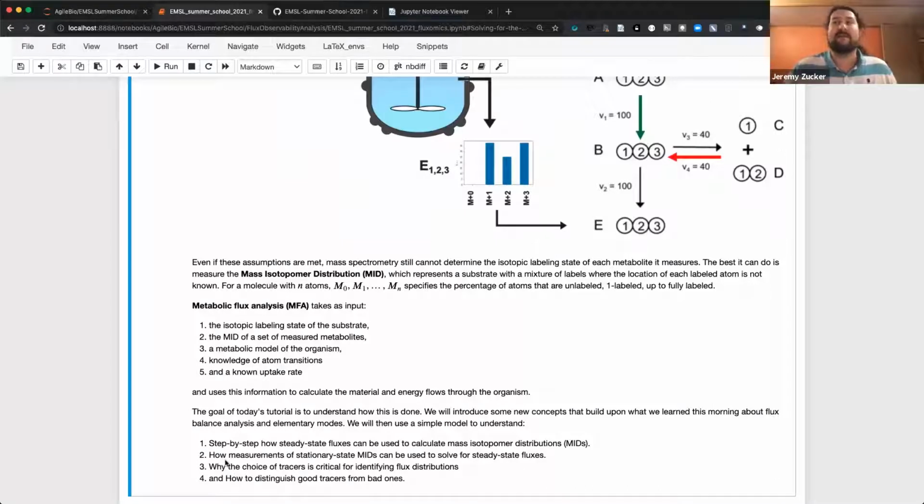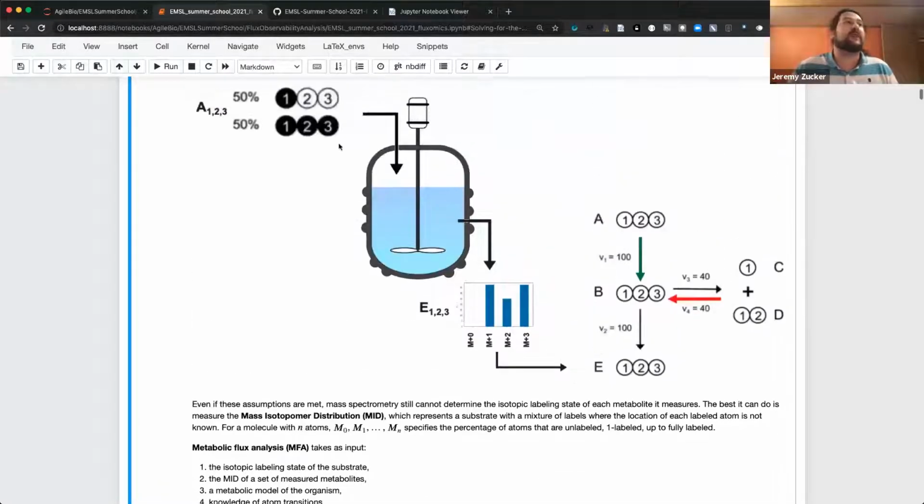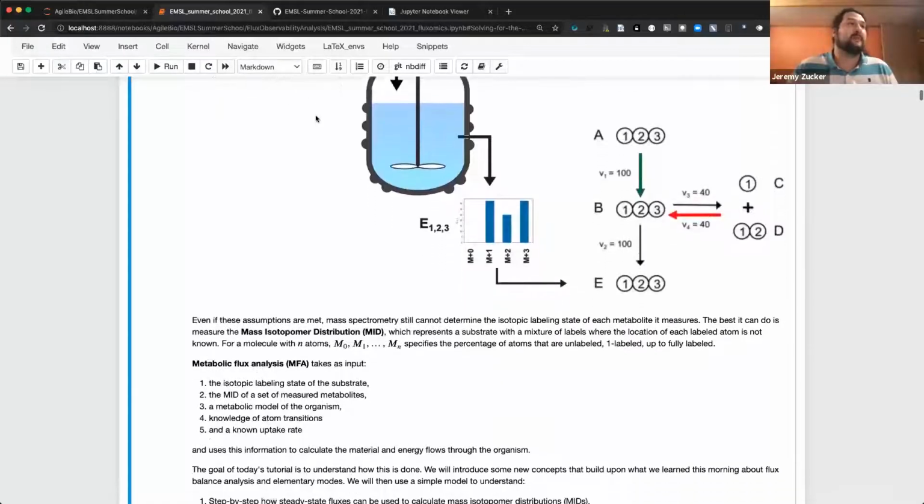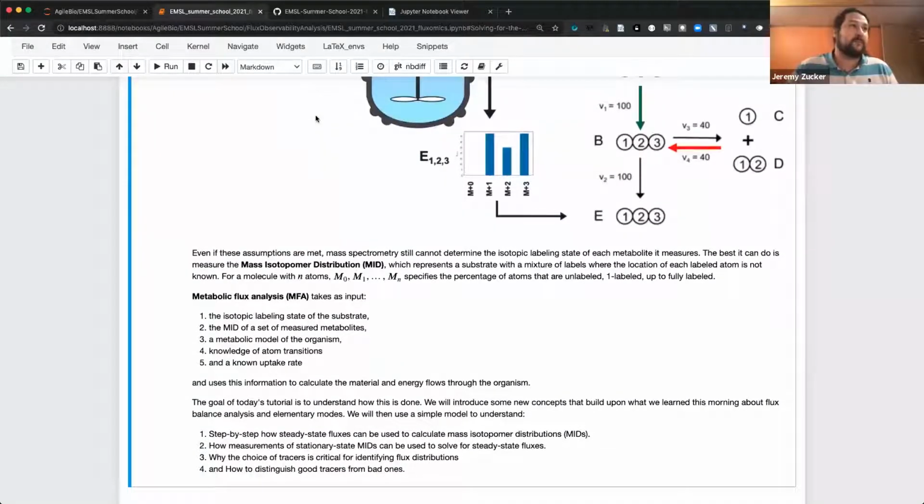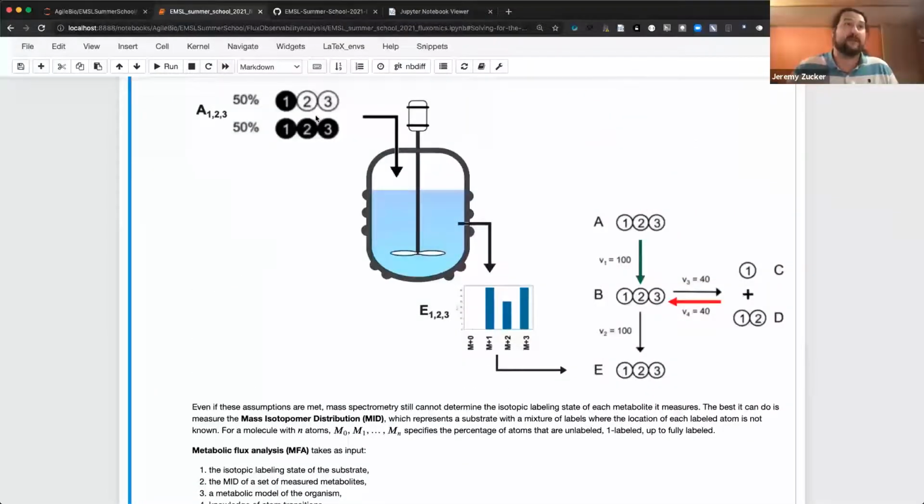But that's not the interesting question, because if we had the fluxes, then we wouldn't need to measure the MIDs. All we have are the MIDs, and we want to know what the fluxes were that produced them. So we also are going to understand how measurements of these stationary state MIDs can be used to solve for steady state fluxes. We'll also try to understand why the choice of tracers is critical for the ability to identify flux distributions, and also how to distinguish good tracers from bad ones.